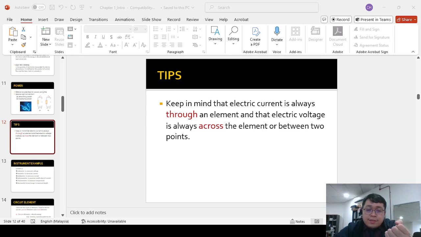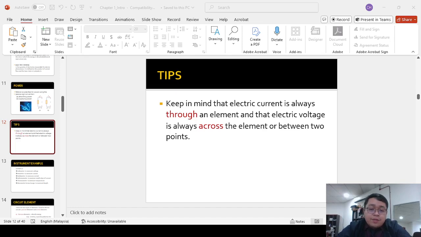So if there is a resistor, electric current goes through the resistor itself. That is electrical current through the element. While electric voltage is across an element or between 2 points, point A and B, like we saw just now in power. Voltage is called the potential difference, referring to the difference in electric potential energy between 2 points in the circuit, point A and point B.